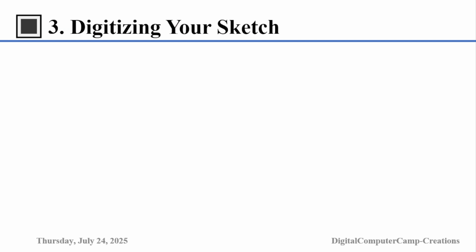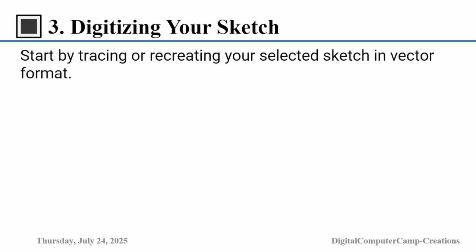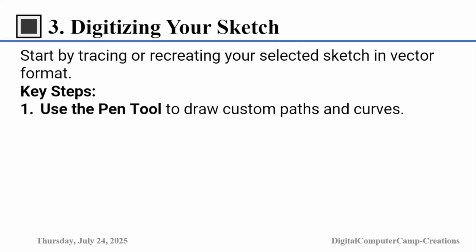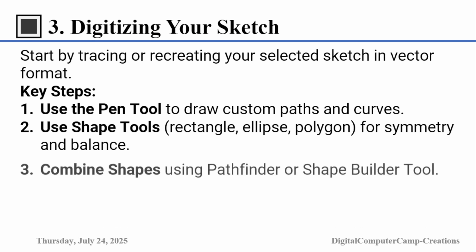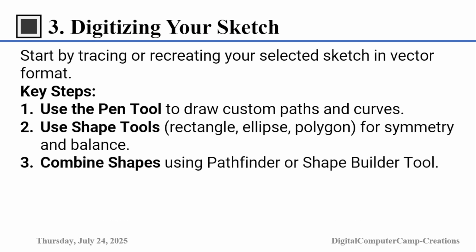That is the way. Digitizing your sketch. Start by tracing or recreating your selected sketch in vector format. Key steps: you can use the pen tool to draw custom paths and curves. You can use shape tools, rectangle, ellipse, polygon, for symmetry and balance. Those are the steps you need to follow.